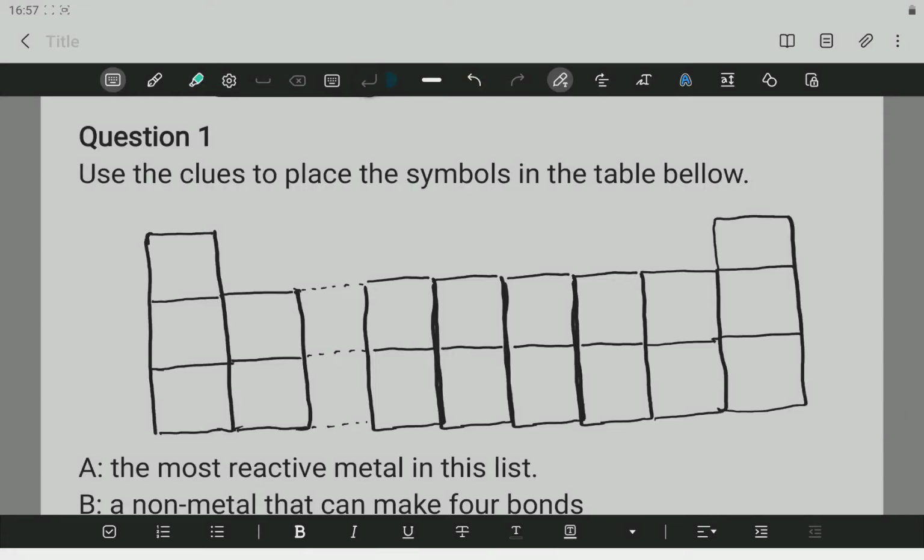Hello grade 10, here Mr. G. This is going to be another question about the periodic table. There are going to be questions like this one in the upcoming examination, so we are going to practice, okay?